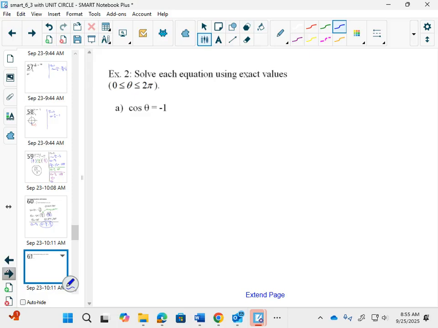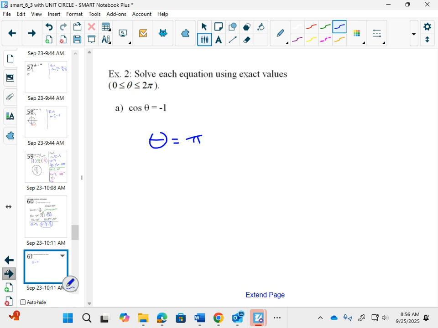Cos theta equals -1. Okay? Again, in grade 10 and 11, you would have to go to your calculator and do cos inverse of -1 and use your CAST rule. Now that you're in grade 12, -1 is on your axes family. Cos is your x coordinate. When is your x coordinate -1? What's the angle? And all you would have to do is write the answer.